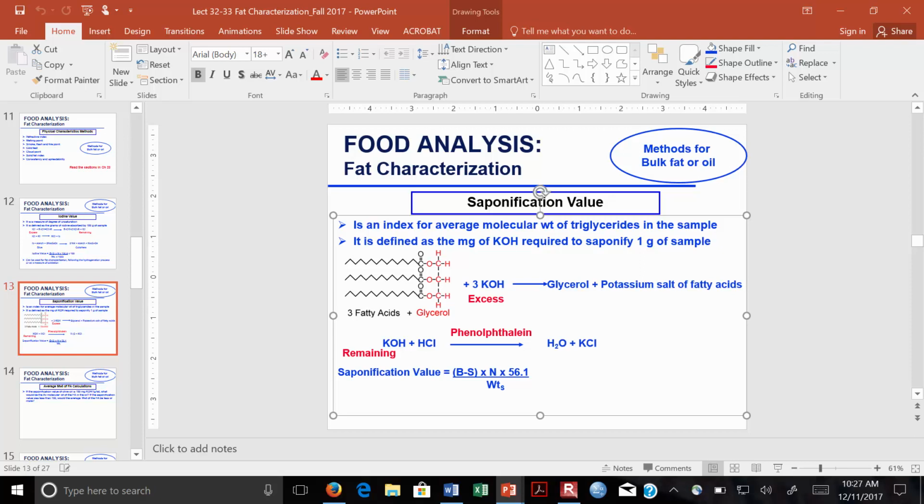So basically, to answer this question, you have 48 or 45 milliliters for the blank.